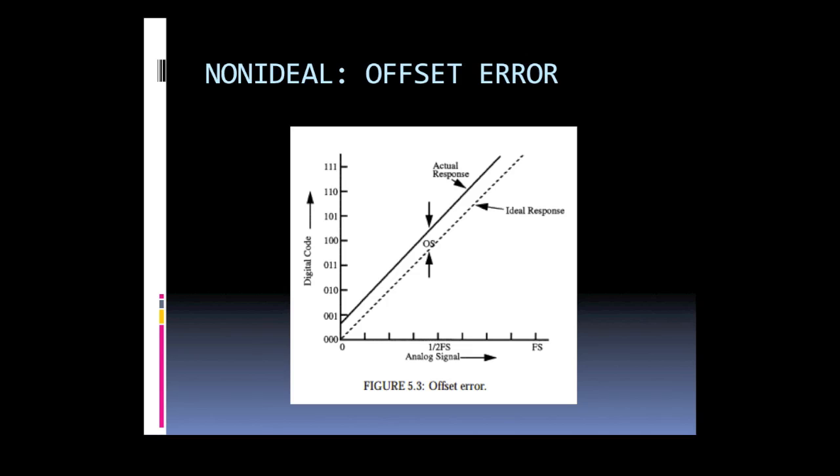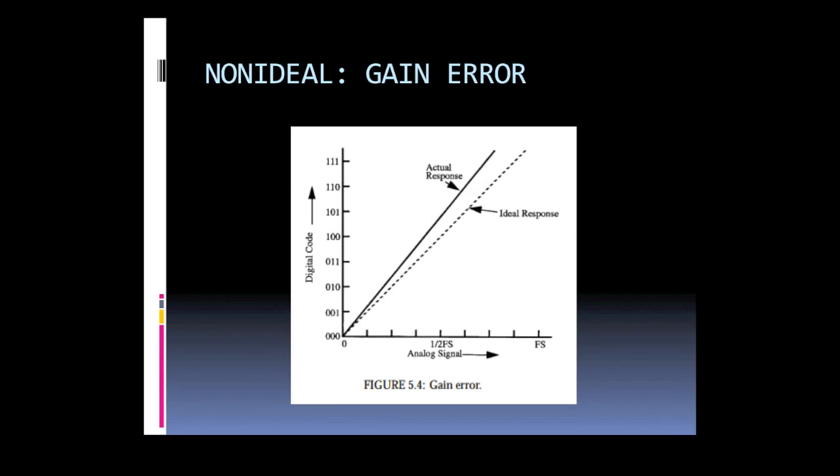The first of these errors is the offset error, as can be seen in Figure 5.3. The difference between the ideal response and the actual response is an upward shift on the y-axis. This type of error can be removed by various trimming techniques at the expense of the conversion rate. Another type of error is the gain error, as shown in Figure 5.4. It can be defined as an error in slope of the actual response and can also be removed by trimming techniques.